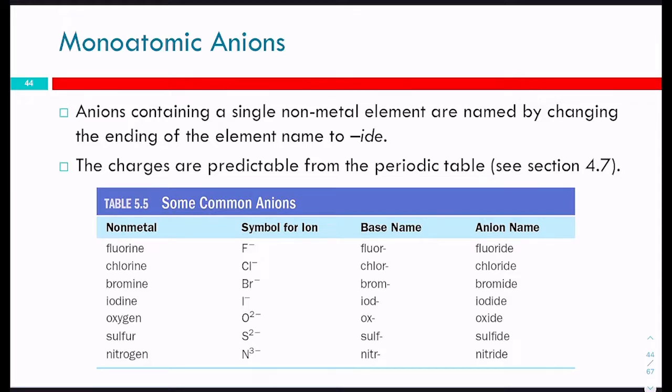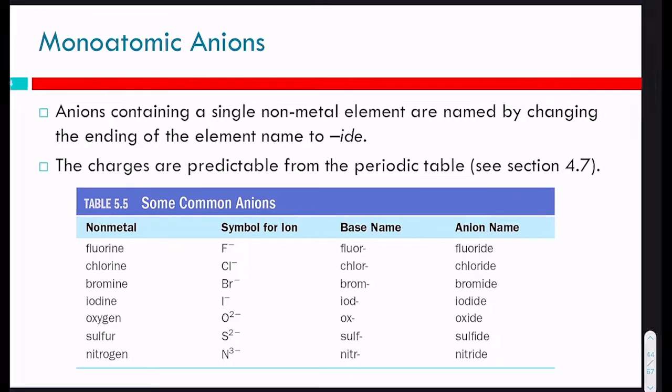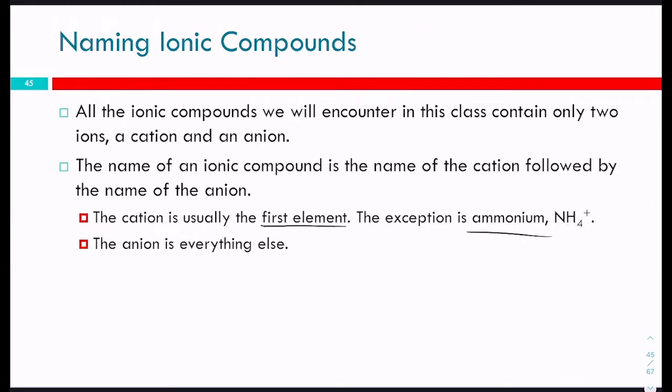This is going to be important, of course, when we're going from a formula to a name. You got to know to change that to IDE and not just leave it as fluorine. So for these ionic compounds, the only ones we're going to have in this class will contain only 2 ions. So one cation and one anion.